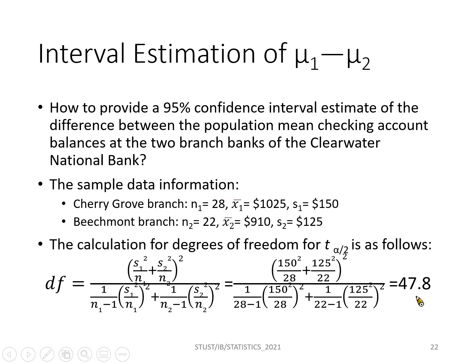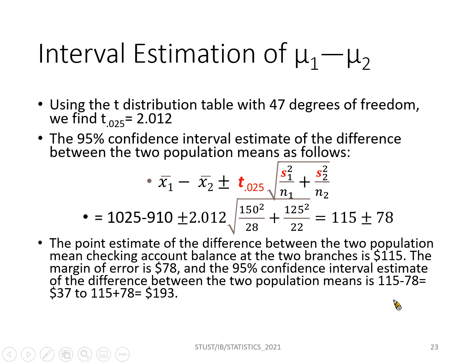So we choose 47 as the degrees of freedom for us to check the t-value table. We will use 47 as our degrees of freedom to find the half alpha t-value. You know alpha is 5%, so half alpha is 0.025. So you check the degrees of freedom 47, and for the probability 0.025, the t-value is 2.012.